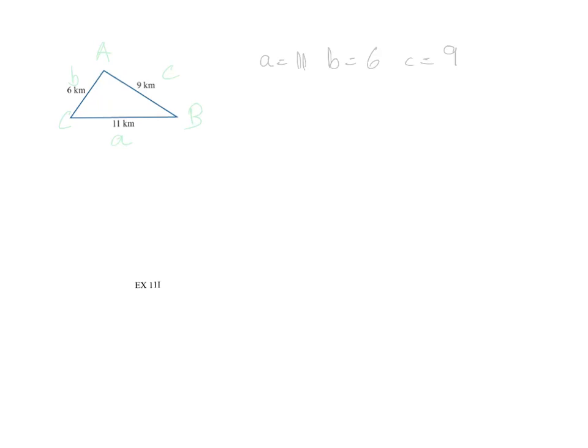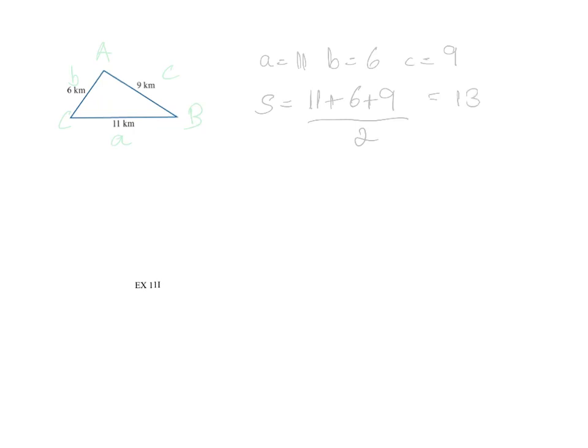And the first step of Heron's is to find this S value. Remember, S was simply adding all the sides together, so 11 plus 6 plus 9, and dividing them by 2. And so your answer when you do that is 26 divided by 2, which is 13. So that's the first step.